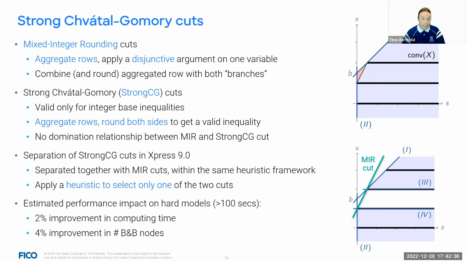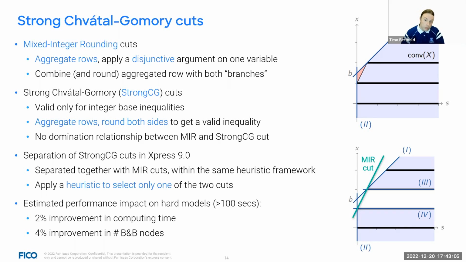So, like for MIR cuts, the important question is, what are good aggregations? A strengthening of classical Chvátal-Gomory cuts are the so-called strong CG cuts proposed by Letchford and Lodi. Unlike CG cuts, no domination relationship between MIR and strong CG is known. So for the same base inequality, either of them can be better.